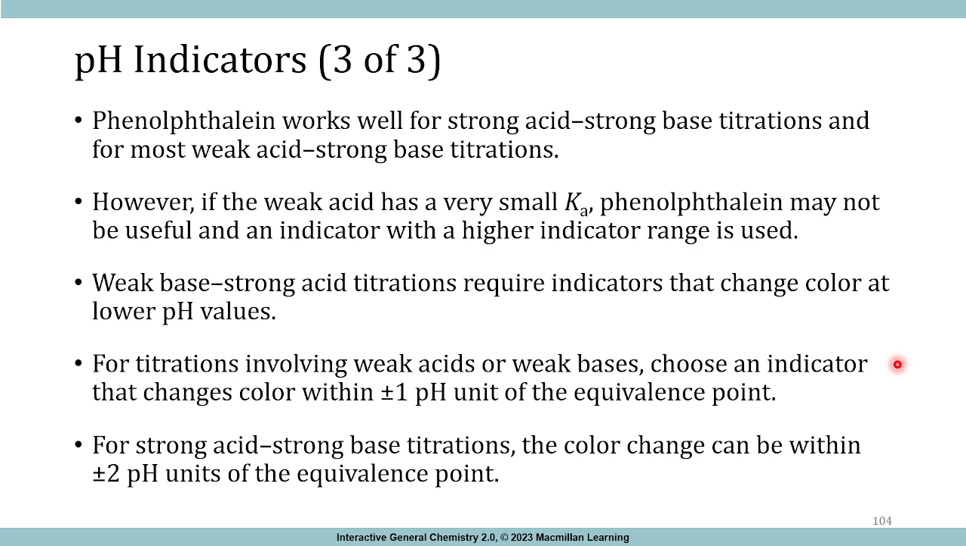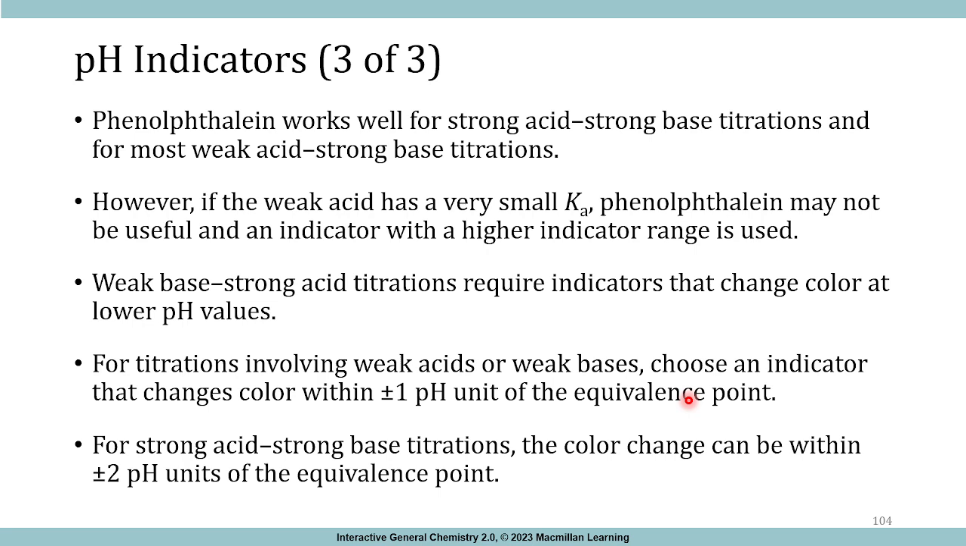Phenolphthalein may not be the correct choice if you have a very small Ka, because your endpoint would happen way before you would hit your equivalence point. Okay? And so you'd be very far off then. You would need to use an indicator with a higher pH indicator range in that case. The weak base, strong acid titrations typically require indicators that change color at lower pH values. And so you would need something that doesn't change its color up at the 8.4-ish, 8.2-ish region. You need something that changes its color down in the less than 6, right? And so that's how you end up choosing these things.